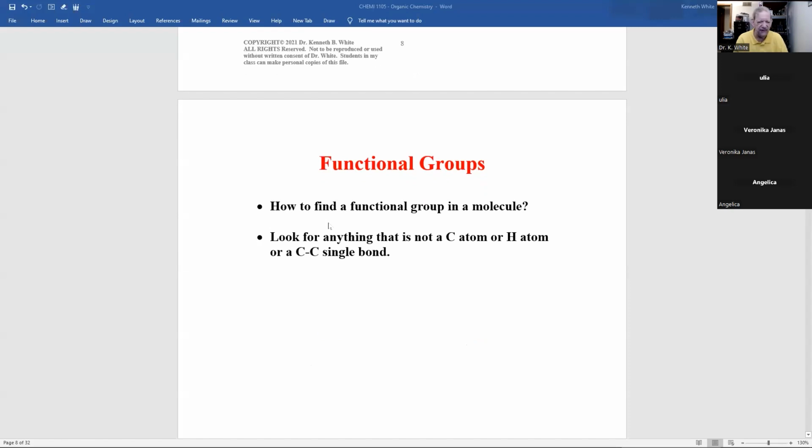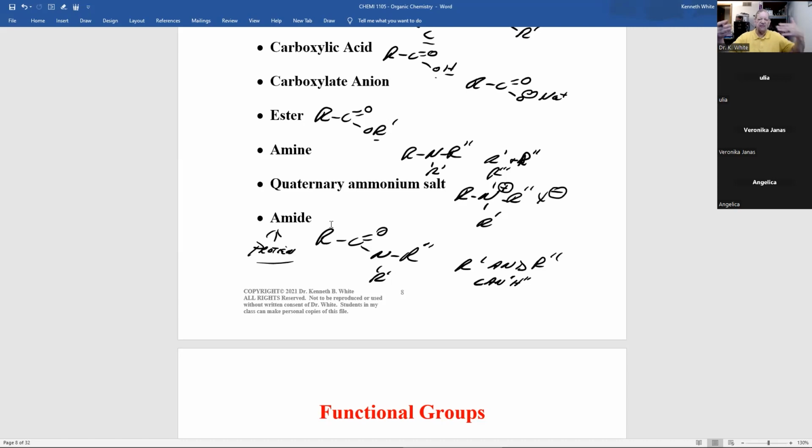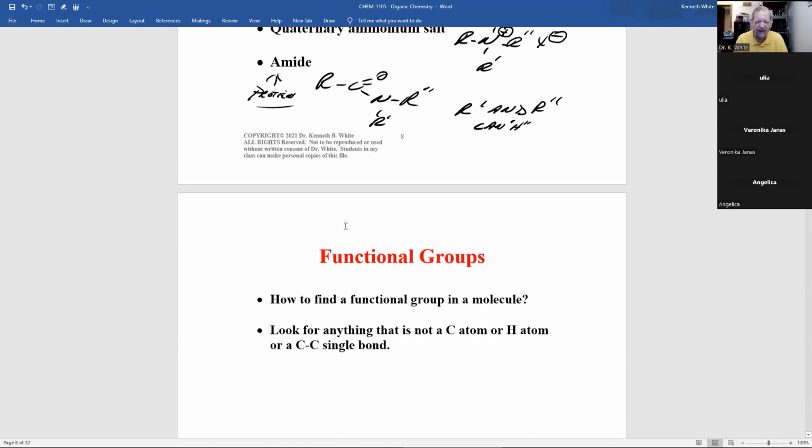The functional groups. And one last one is an amide that looks like this. Remember, R can be anything with carbon and hydrogen, same thing with R and R prime. But in this case, R prime and R double prime can be hydrogen or just carbons and hydrogen. And all your proteins are amides, amino acids held together as amides. All right.